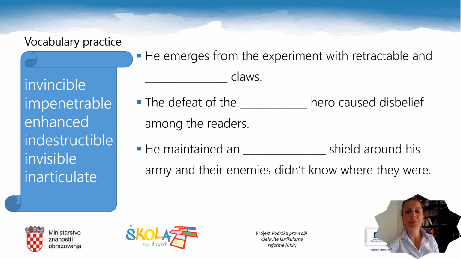Let's continue. He emerges from the experiment with retractable and indestructible claws. The defeat of the invincible hero caused disbelief among the readers. He maintained an invisible shield around the army, and their enemies didn't know where they were. Well done.